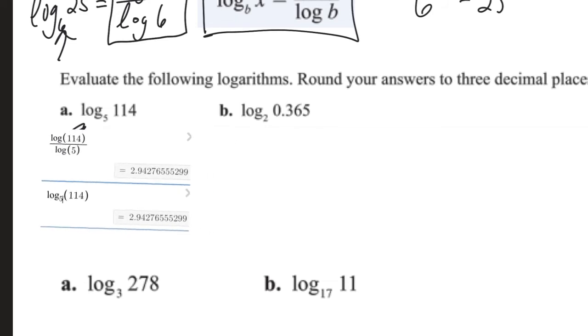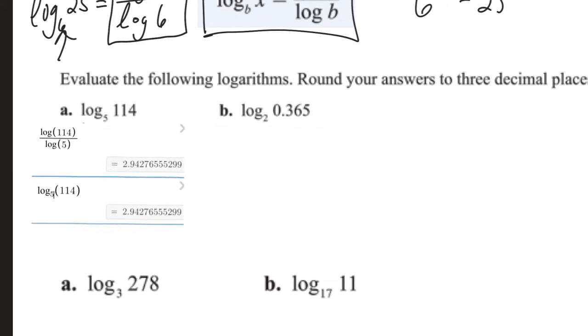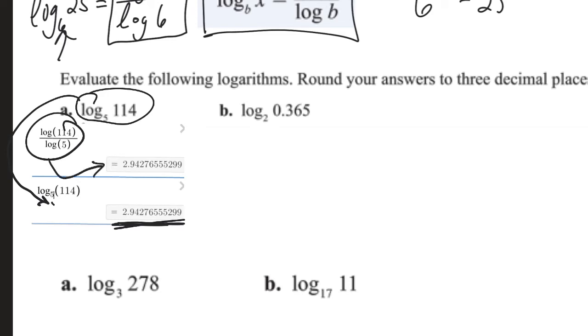I'm actually going to cover up the other one that I had here. I want you to notice that if I had put this in the calculator the original way, my result would be 2.94276555299. If I also put this in the change of base way, you get the exact same answer. So it's really important to know both ways, just because sometimes it will come in handy if you get stuck.